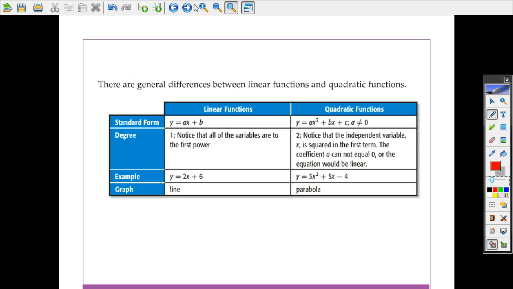Welcome back. Here is a quick review of linear functions and quadratic functions. Linear functions, again, have the word line in it, so it's a line graph, and this is a quadratic function, a curved graph. For degree, linear functions only have first power here, while the degree is second power here. This is what a linear function looks like, and this is what a quadratic function looks like. The graph is a line; the graph is a parabola.